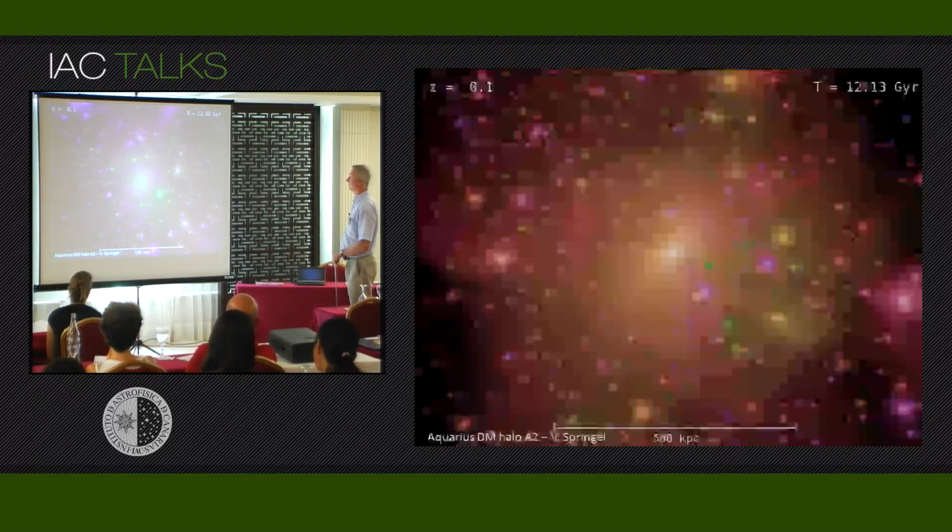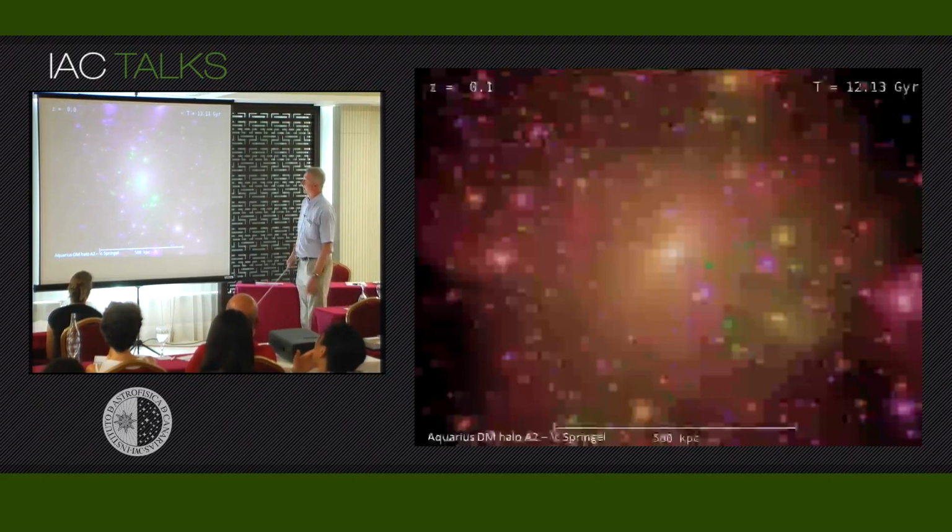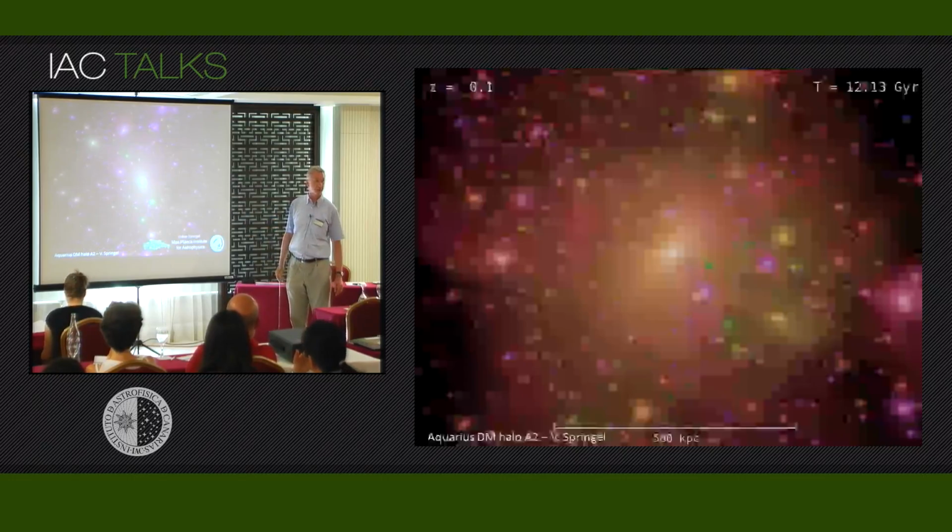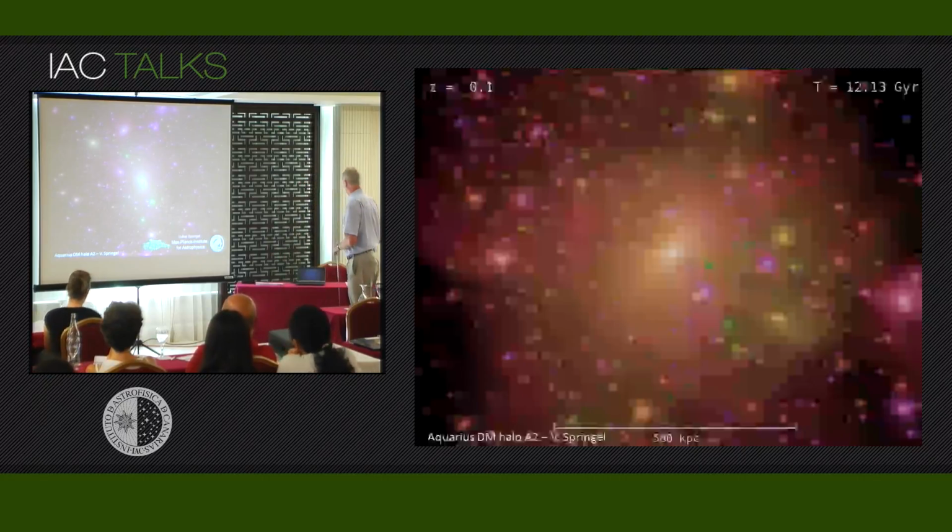Okay, so now we're nearly at present day. You can also see, perhaps this illustrates what I said earlier, that at the end, the number of objects that are actually falling through is going down with time. So activity decreases as you go forward.